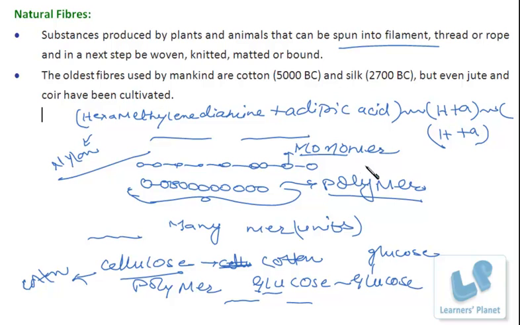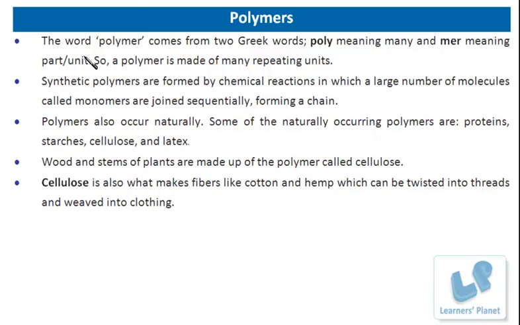Now let's see the characteristics of polymers. Here it is. The word polymer comes from two Greek words, poly meaning many and mer meaning unit. So a polymer is made up of many repeating units. It's just like the beads of a chain. Beads bonded together, it is a polymer. And its single unit is what? Monomer.